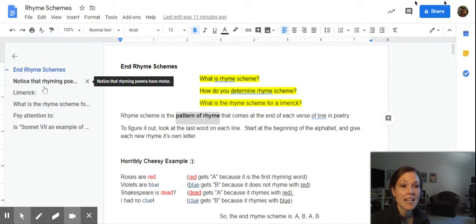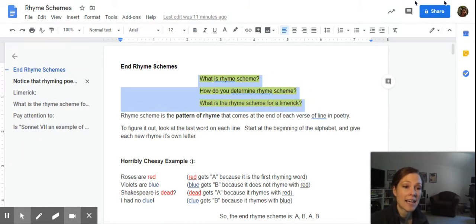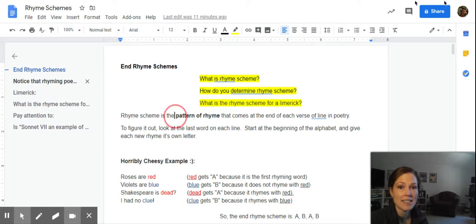Now, all of the questions at the end of this will deal with these highlighted words throughout this video. So first we're going to pay attention to what is rhyme scheme, how do you determine rhyme scheme, and then what is the rhyme scheme for a limerick, because that has a very set rhyme scheme. So the rhyme scheme is the pattern of rhyme, that's the important part, that comes at the end of each line in each verse of poetry.